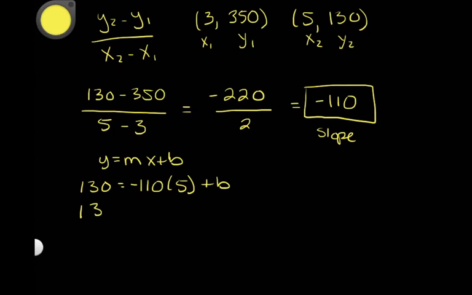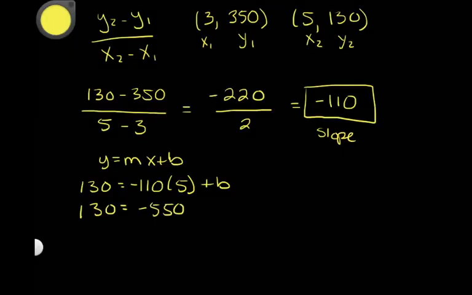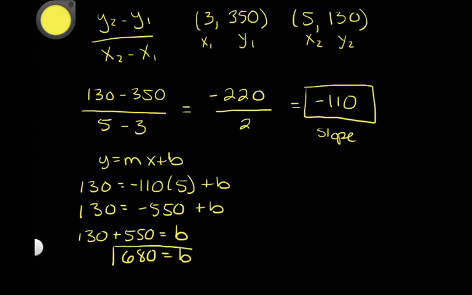So 130 equals negative 110 times 5, which is negative 550, plus b. I want to get b by itself, so this negative 550 becomes a positive 550, so 130 plus 550 equals b. 130 plus 550 would be 680. So now I have my y-intercept. This is the y-intercept. And I already had my slope.